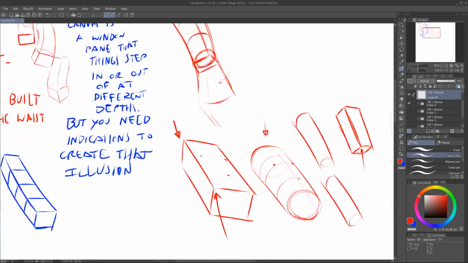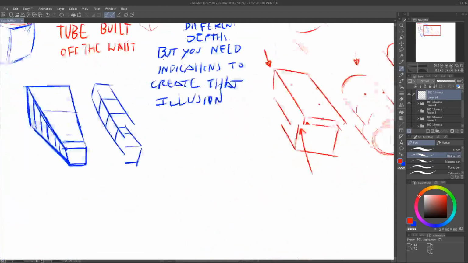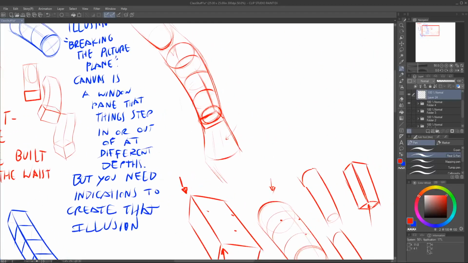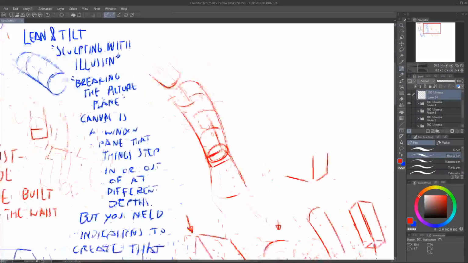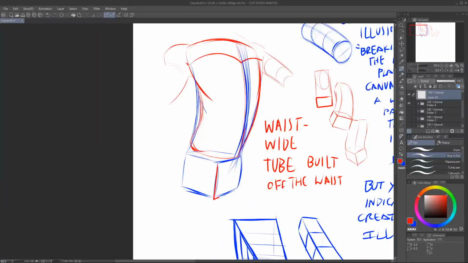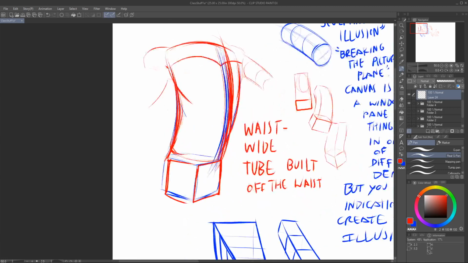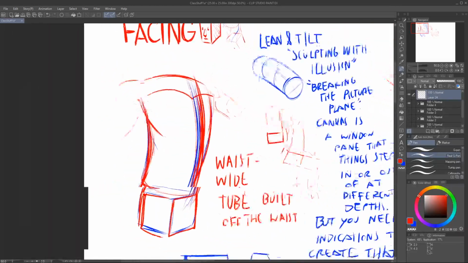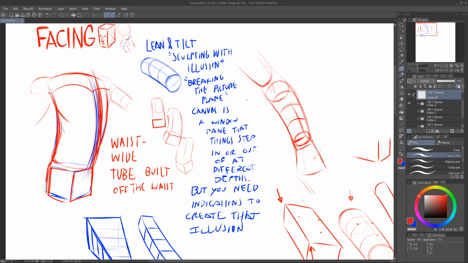The thing is, you should use all of the above. And combining the shapes is really great. A common way to combine the shapes is to do what was done over here. See, there's a cube pelvis here, and then there's a tube that is like the width of the waist, going up here to describe the torso. But yeah, lean and tilt is a big deal when sculpting with illusion.